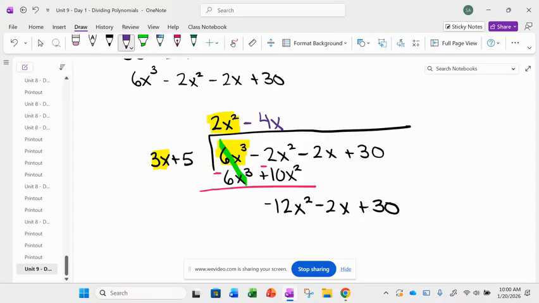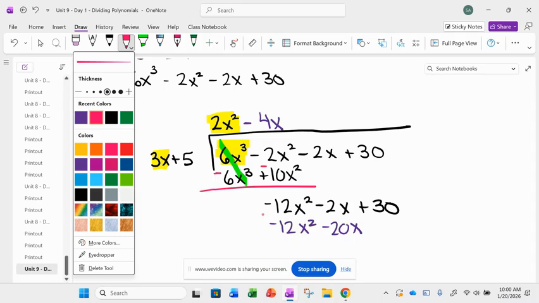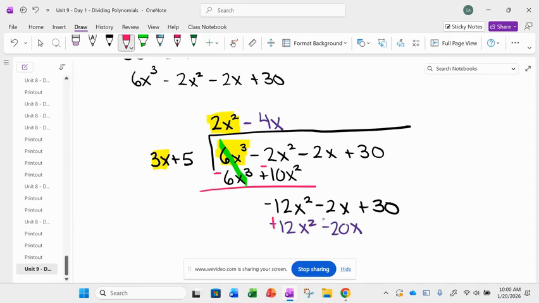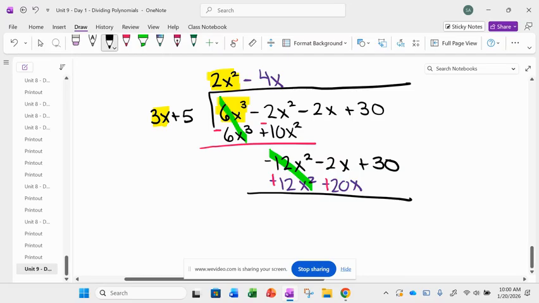Negative 4x times 3x is a negative 12x squared. Negative 4x times 5 is a negative 20x. But because we're subtracting, we have to distribute in that negative, which changes all of the signs. The 12x squareds cancel. So now I'm left with a positive 18x, and I'm bringing down the positive 30.